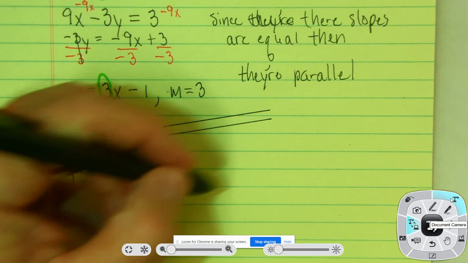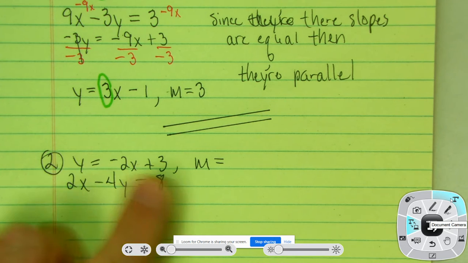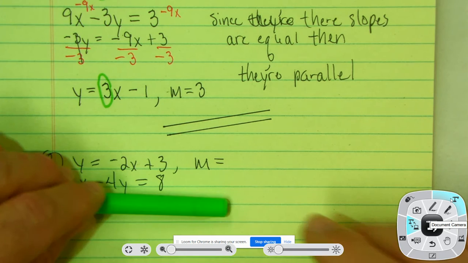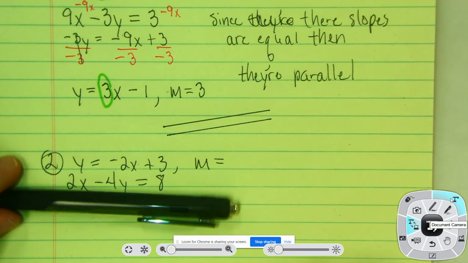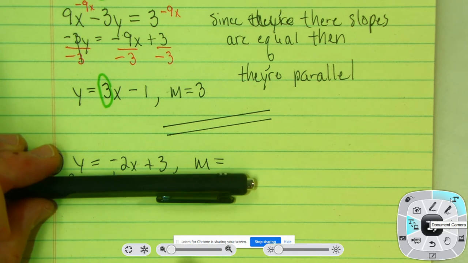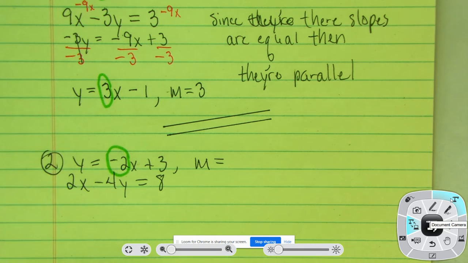Well, the first thing I want to do is identify the slope in the first equation. I'm just going to consider the first one for the moment. And it's a good thing because the first equation is already in slope-intercept form. So looking at the x term, the coefficient of x here is negative 2. So the slope of this first one is negative 2.